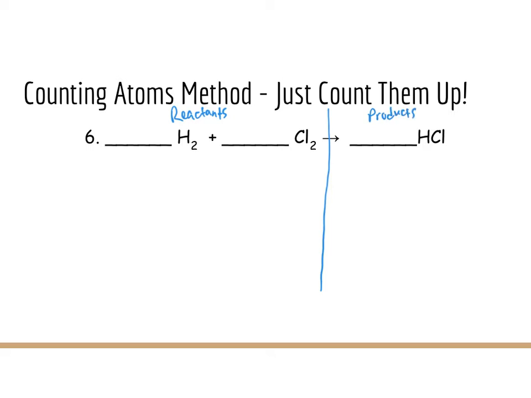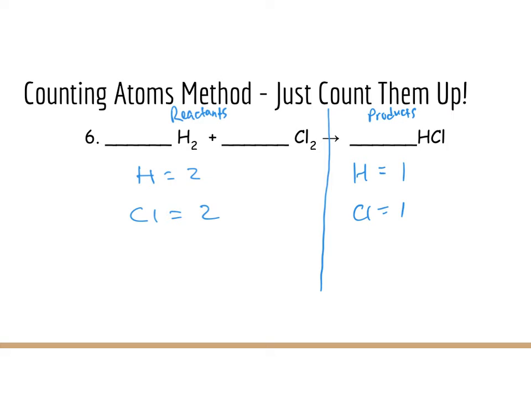So what I'm going to do now is count up how many atoms I see. For my hydrogen, I'm looking at these subscripts here. These little numbers tell me I have 2 hydrogens. And my chlorine, I also have 2. On the left side. Look at the right side though. On my right side, I have 1 hydrogen and 1 chlorine. How can I get that to balance so that I have 2 on both sides?